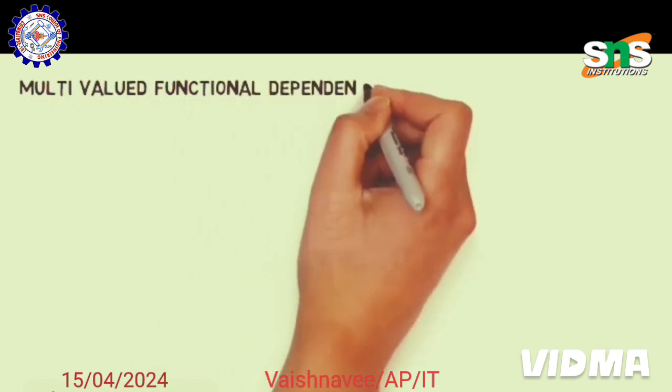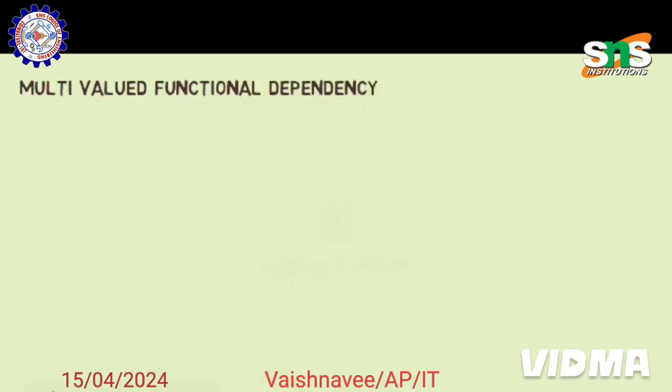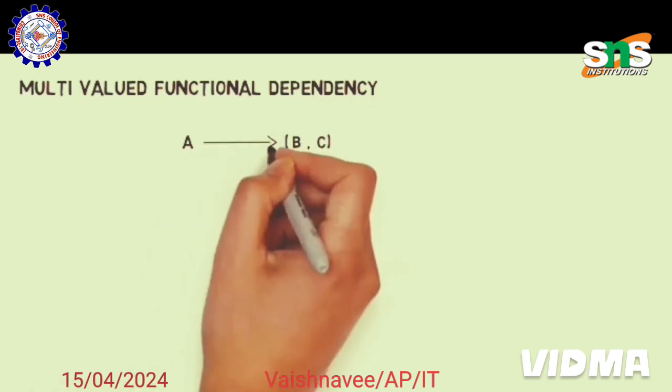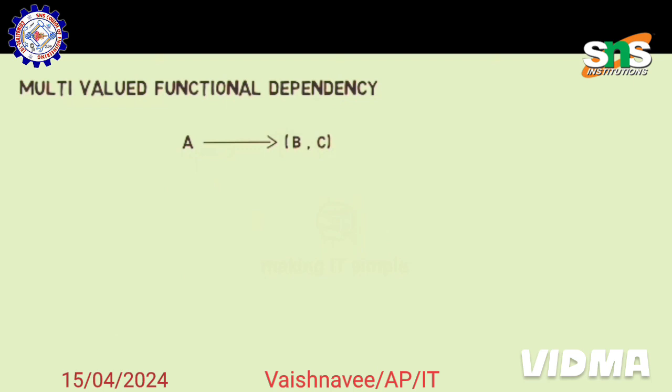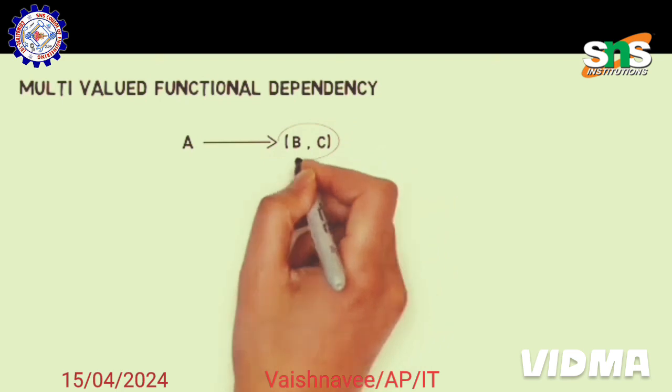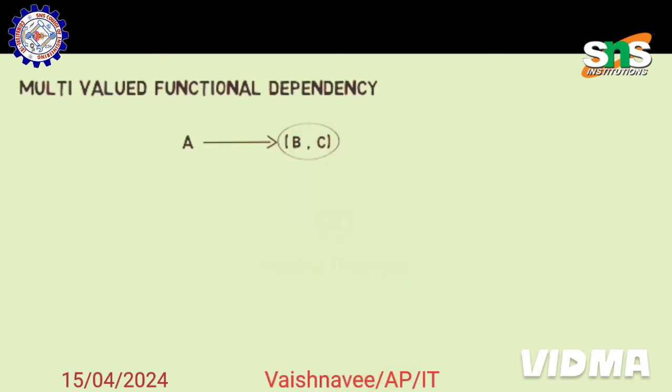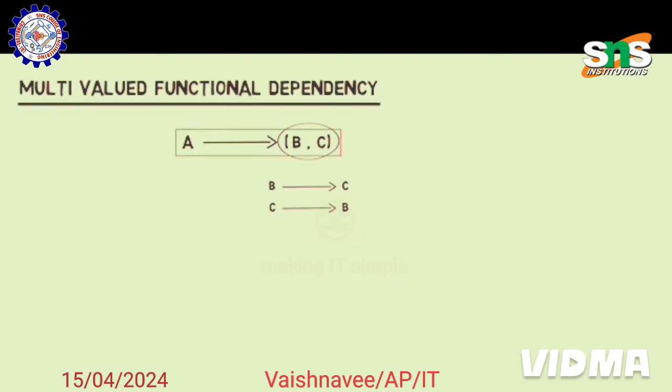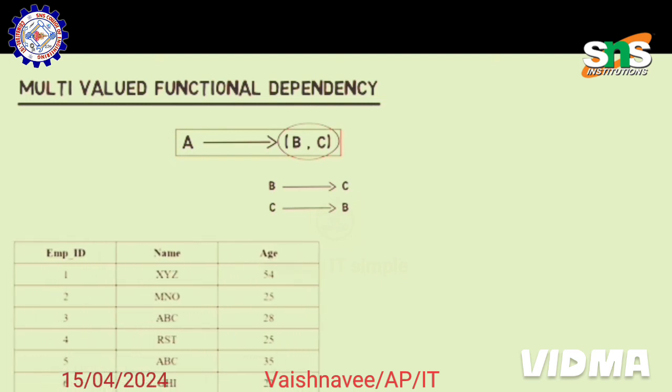Now let us see about the multi-valued functional dependencies. In this dependency, we retrieve multiple values. Consider a functional dependency: A determines B and C. Now this is a multi-valued functional dependency if there is no functional dependency between dependents B and C, that is, there should not be any functional dependency B determines C or C determines B. Then only we can say that A determines B and C is a multi-valued functional dependency.